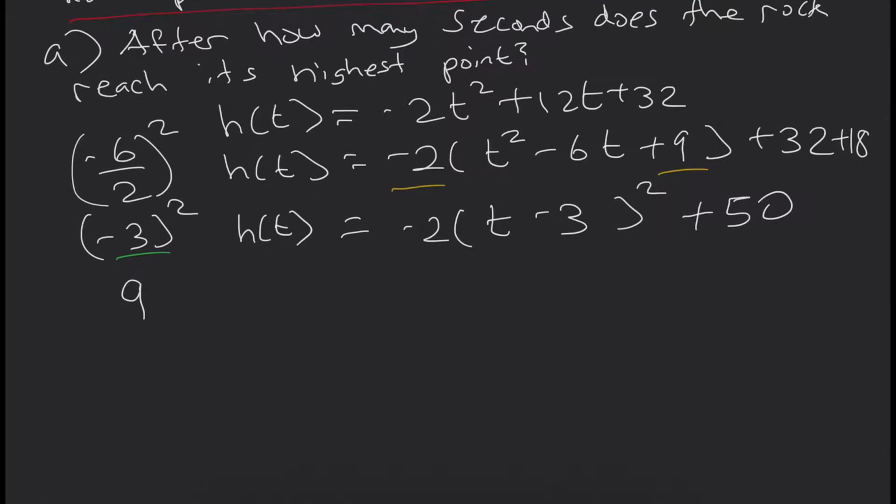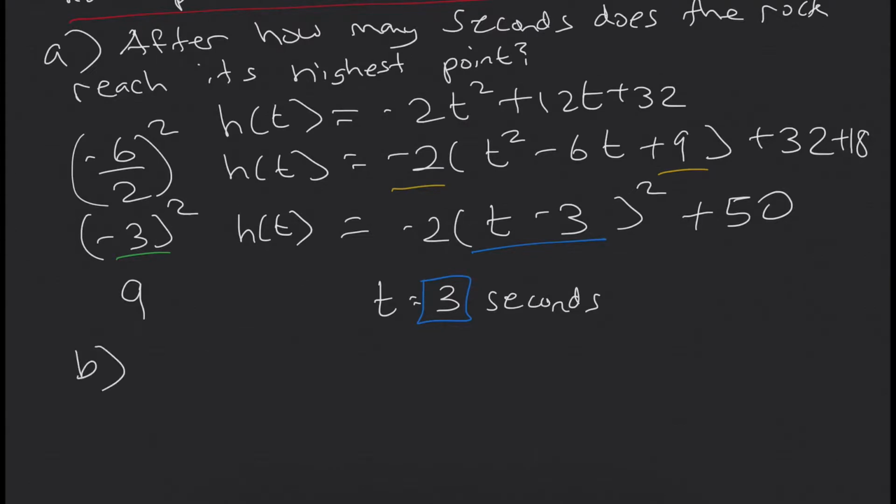So let's see here. Part A asked, after how many seconds does the rock reach its highest point? And, well, how many seconds? That corresponded to t there. And so that is going to be t equals 3. If you were to graph this, and you don't have to, you would be going to the right 3. So t is going to be 3 seconds here.